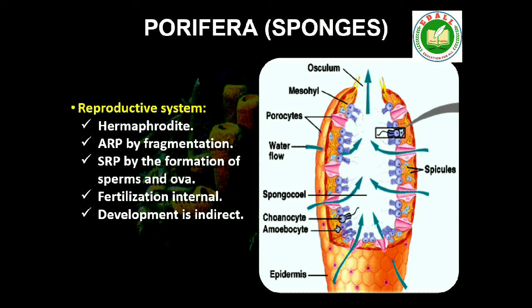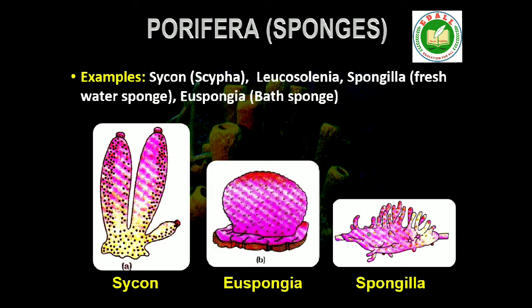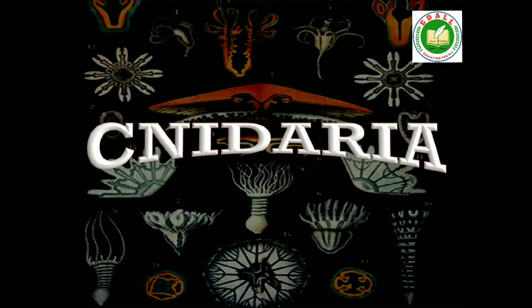Fertilization is internal and development is indirect, having a larval stage which is morphologically distinct from the adult. Examples are Sycon, also called Scypha, Spongilla, also called freshwater sponge, and Euspongia, also called bath sponge. Second is phylum Coelenterata, also called Cnidaria.